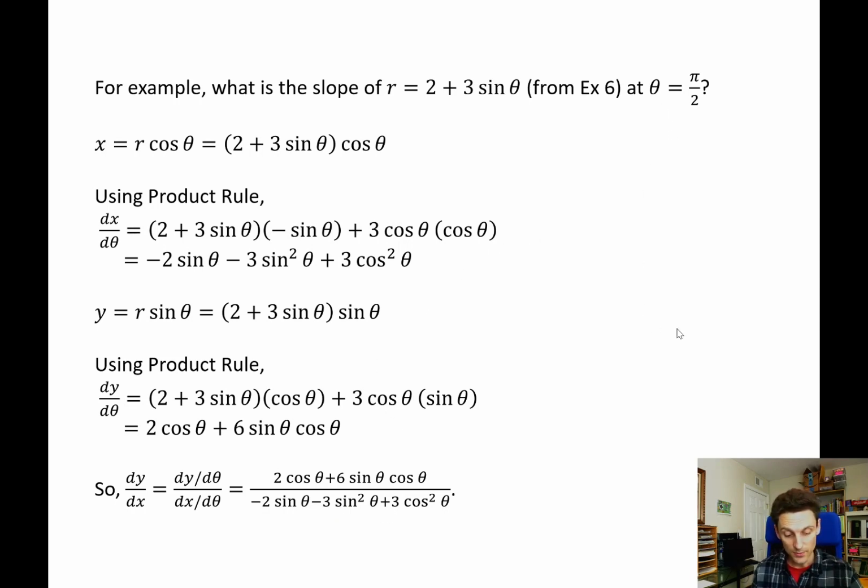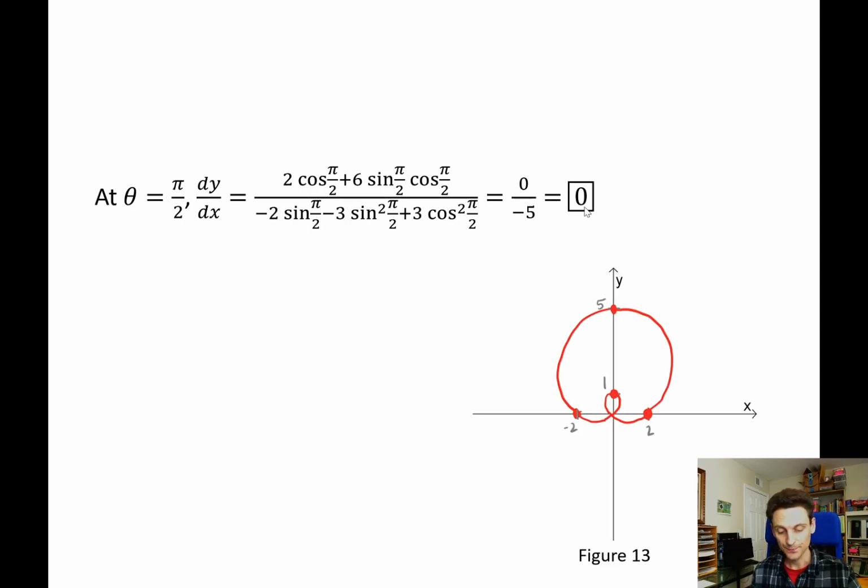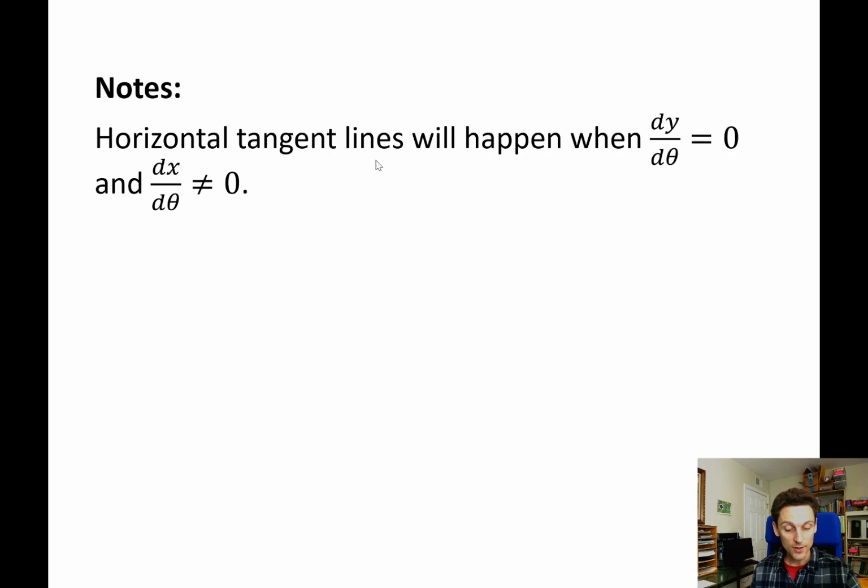So if we're interested in theta equals pi over 2, we can plug in pi over 2 into that expression that we got. Evaluate all these things, and then we get 0 over negative 5, which is 0. So the slope of the tangent line at theta equals pi over 2 is 0. Let's check back to figure 13 where we had actually drawn example 6. If we look at theta equals pi over 2, we can see that the tangent line there is going to be a horizontal tangent line because it's right at the top of the figure, which has slope 0. So that checks out.